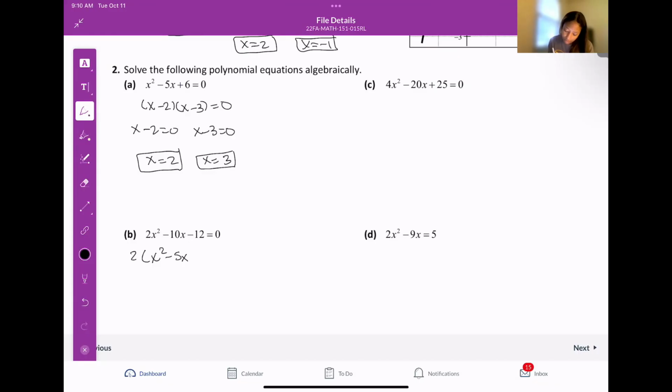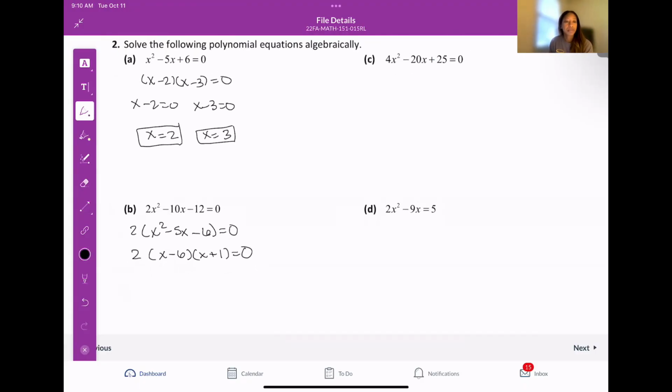That leaves us with x squared minus 5x minus 6 equals 0. And then we can factor the remaining trinomial. We want factors of -6 that add to -5. Be careful with your signs here. It's not -3 and -2. It's actually -6 and +1. So this would be 2 times (x minus 6) times (x plus 1) equals 0.